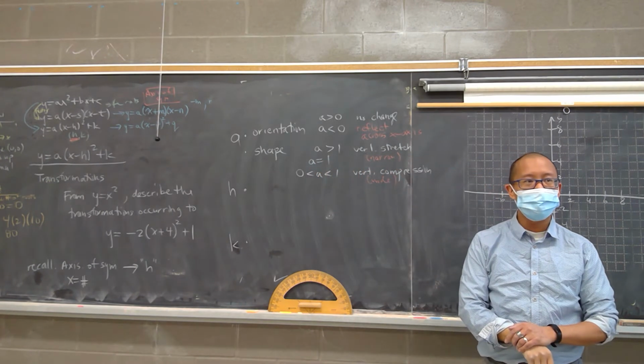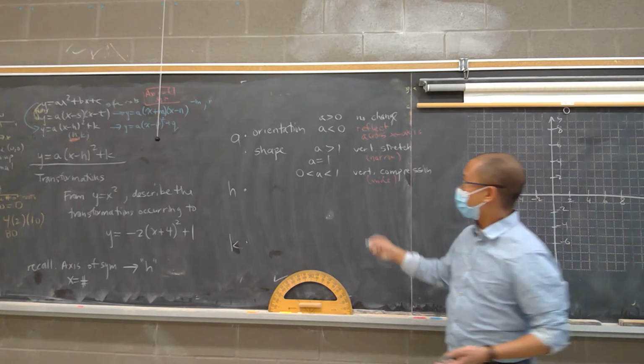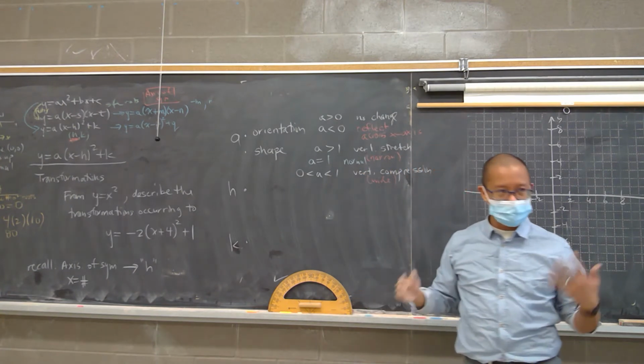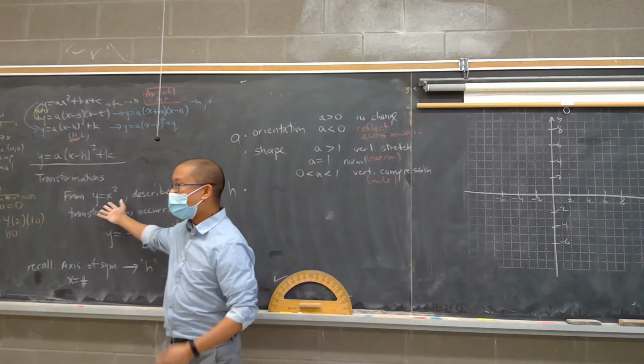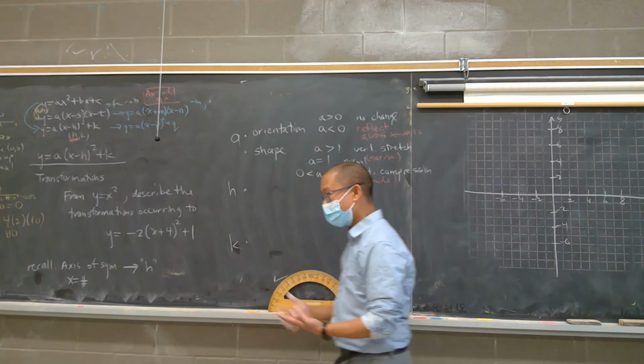When a does equal 1, just like in our y equals x squared, it's considered normal, or the standard or base parabola. That's why y equals x squared is the famous one, and that's why in this question, ladies and gentlemen, we're always going from the parent, or the base function. So we're going to describe what's going to occur.